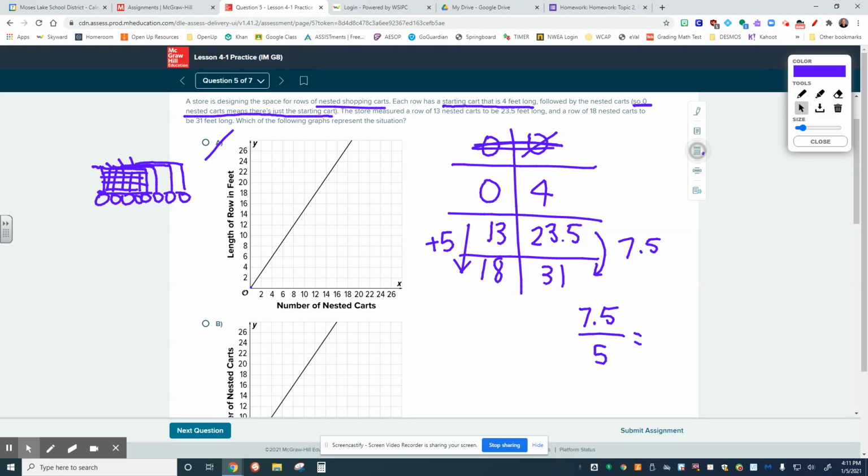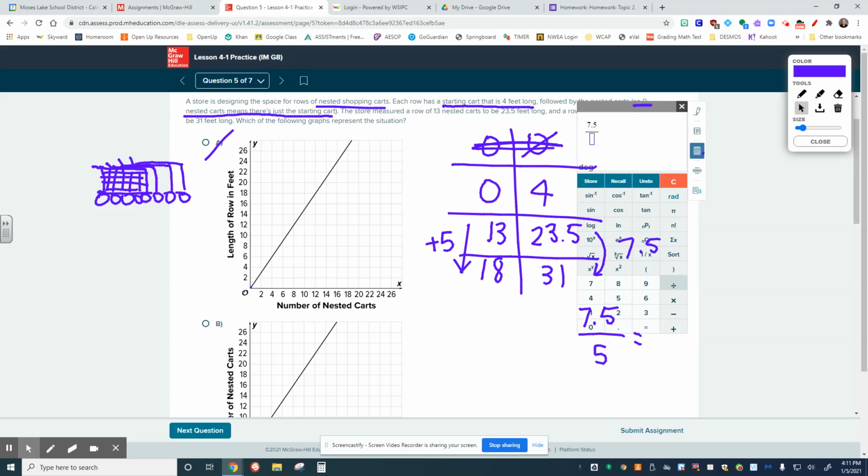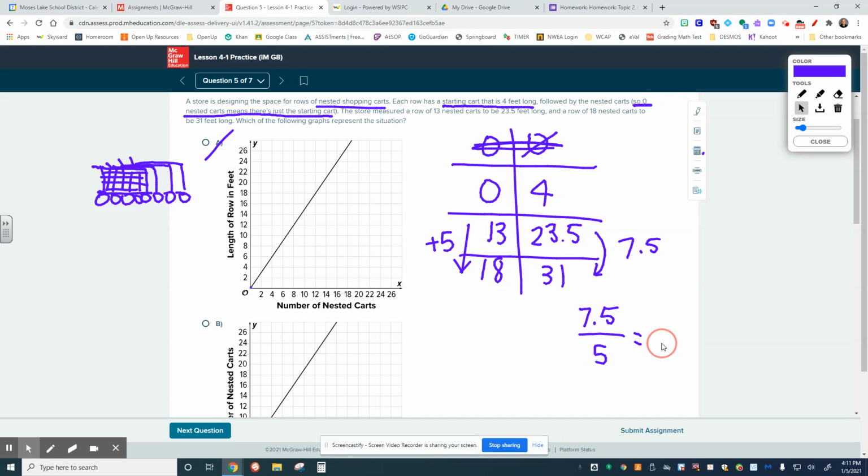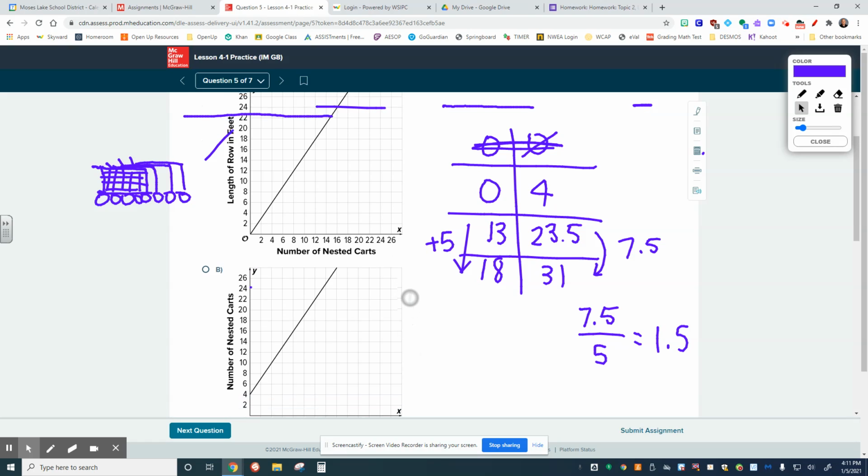Well, if that's the case, then how much is it per cart? 7.5 divided by 5 is equal to 1.5 feet. So we're adding on 1.5 feet for every cart. That means 3 feet for every 2 carts. So now let's look at our graphs, knowing the slope and knowing the y-intercept. Let's see which one of these actually makes sense.